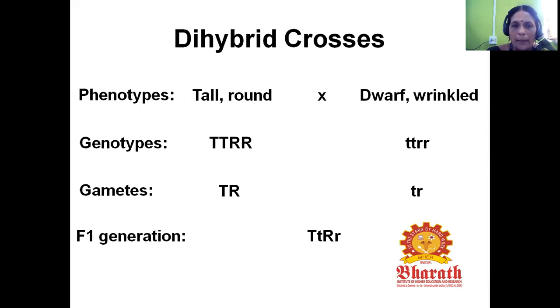The genotype is capital T, capital R. Dwarf, wrinkled is small t, small r. So the gametes are capital T, capital R, and small t, small r. So the first generation is tall, round. The genotype is capital T, small t, capital R, small r.